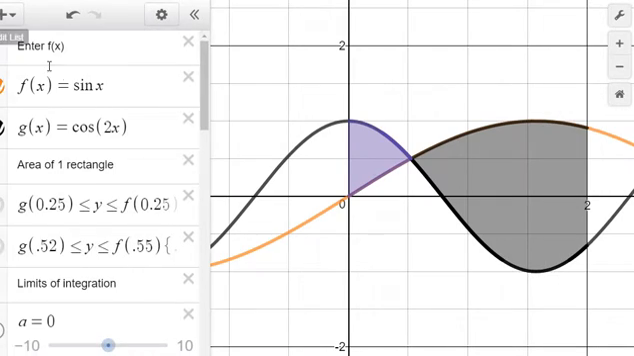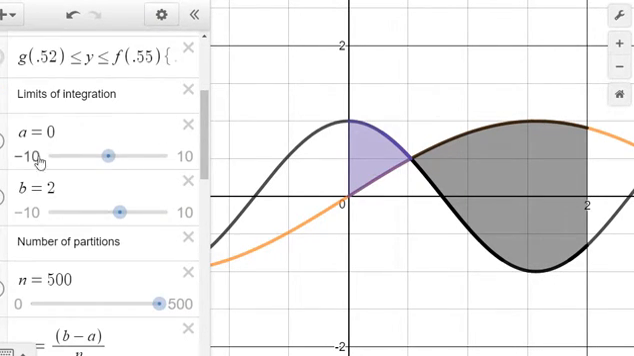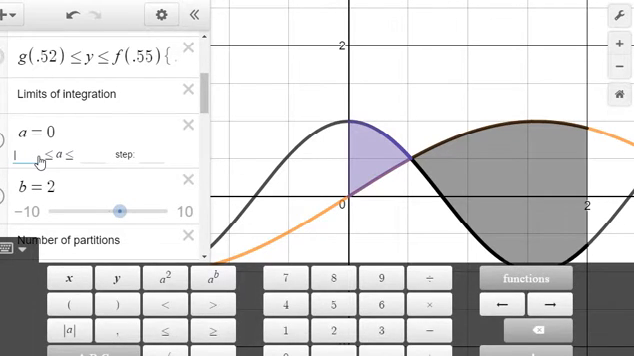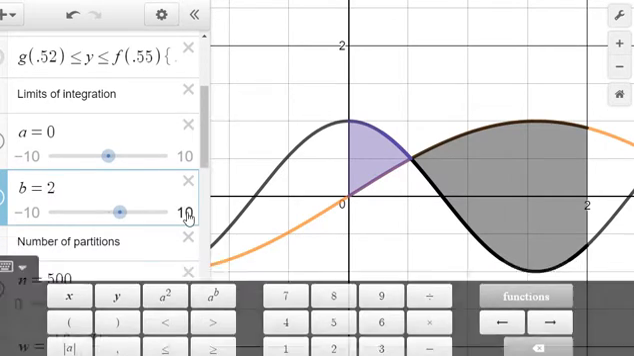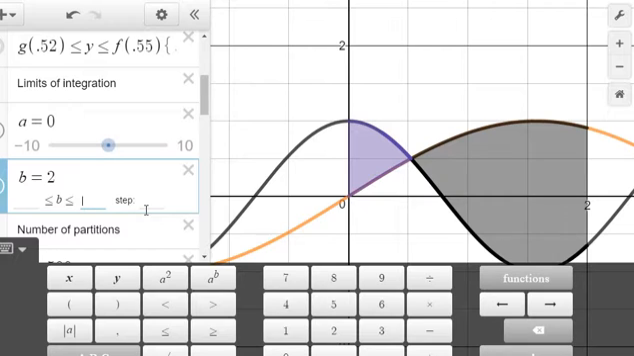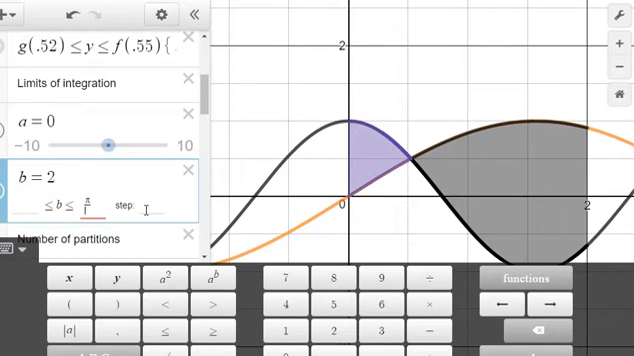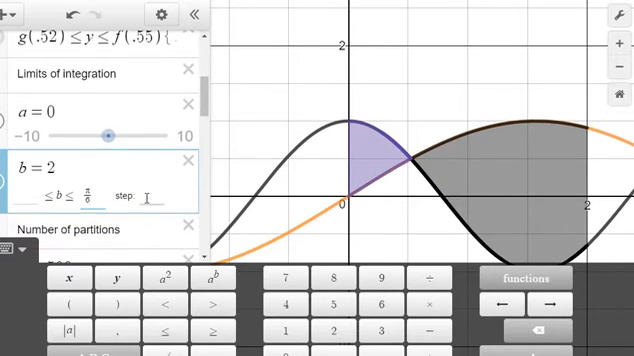Well, I need to change my limits of integration here. Limits of integration are going to go from negative pi over 2 to, what was it? Pi over 6. You know, I think I need this one to be the pi over 6. Pi over 6. Okay.